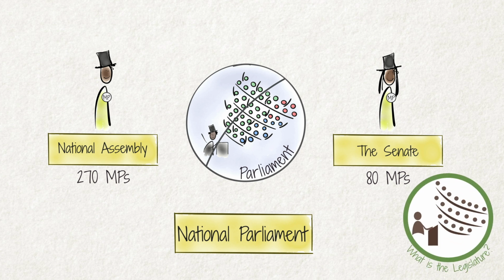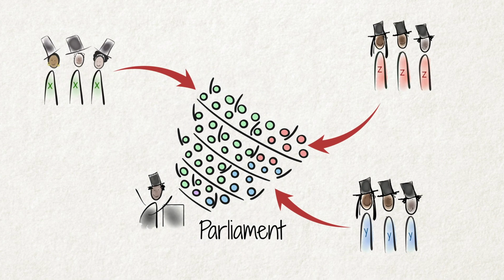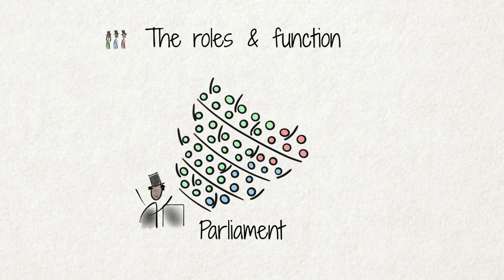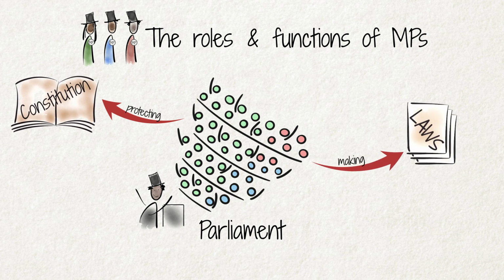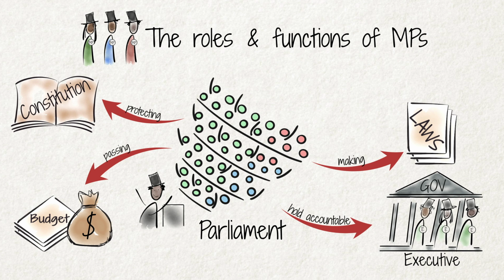We explain the structure and functions of Parliament in more detail in our Civics Academy for Zimbabwe video, What is the Legislature? MPs sit in Parliament as either members of a political party if they were elected on a party ticket, or as independent MPs if they were elected in their individual capacity. The roles and functions of MPs. MPs are primarily responsible for protecting the Constitution, making laws, passing the national budget, holding the executive accountable, and debating important national issues which affect the lives of the people.